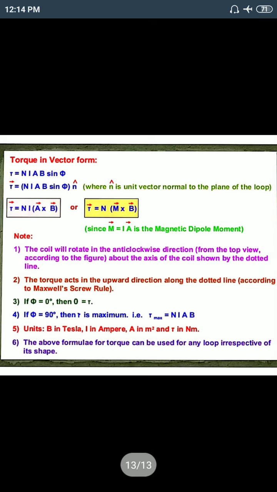Clear? Okay, so just a few topics of this chapter are left, that is the galvanometer. In the next video we will complete that chapter and those topics, and some numericals related to the galvanometer. Whatever numericals I give in this video, try to solve them at home. If you are facing any problem or any point you do not understand, please write in the comment box. I will make a separate video for those doubts.